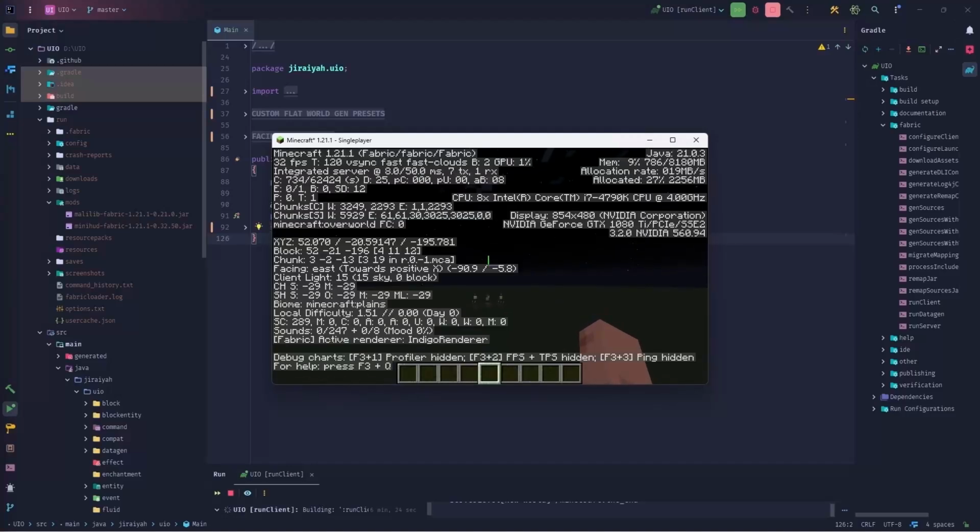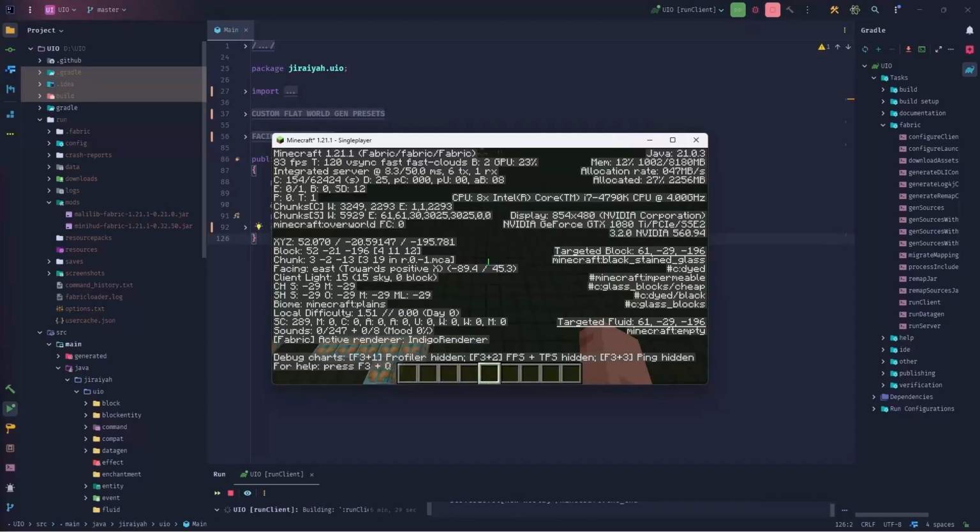Now, if you hit F3, you can see that, of course, my player is facing east, and it says toward positive X. If I take note, there is a small indicator in the center. The red one is the X axis, the blue one is the Z axis, and the green one is Y. So when we are facing east, we are facing toward positive X. When we are facing toward north, we are looking at negative Z, and so on and so forth.